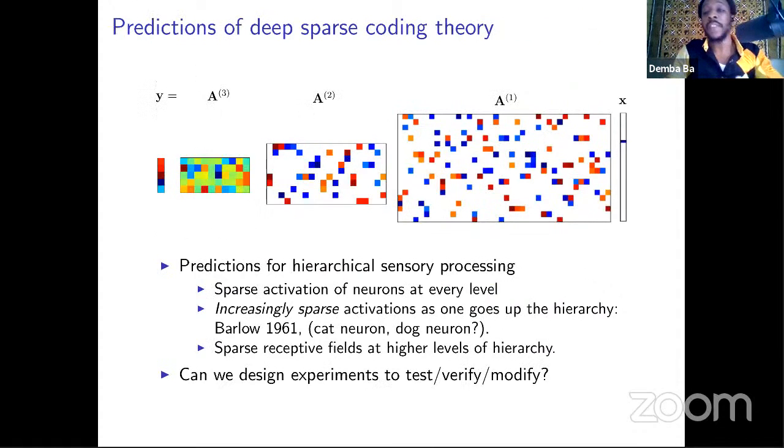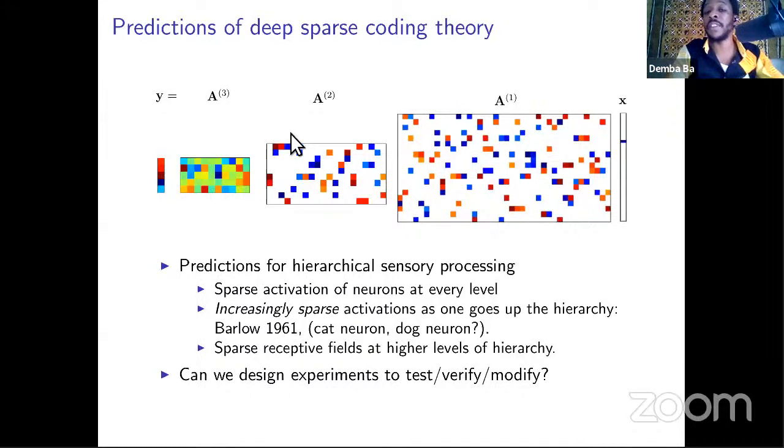And this has some predictions or some implications for how the brain processes information hierarchically. This is a 3-layer generation of that model. Again, sparsity is preserved at every layer of the representation. This is the idea here.